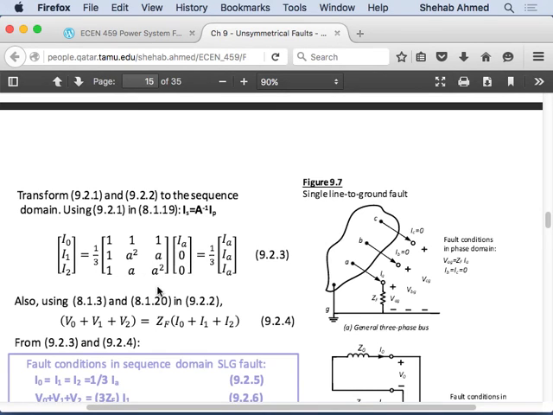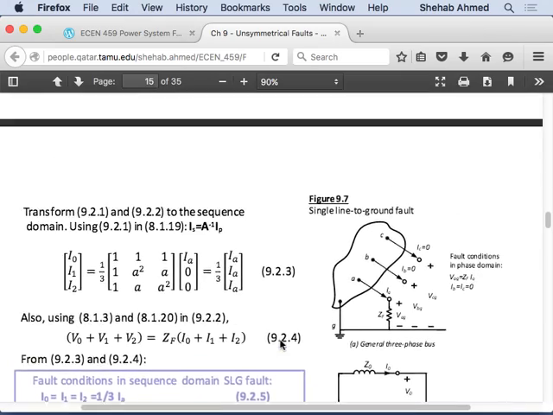If I do this multiplication, I end up with what? I0 is equal to 1/3 IA, I1 equal to 1/3 IA, I2 is equal to 1/3 IA. This is the condition of IB equal to IC equal to 0, converting those from phase quantity to sequence quantity. This is what it gave us: these are the sequence quantities, and they are all equal to 1/3 of IA. Right? So that's something we got.